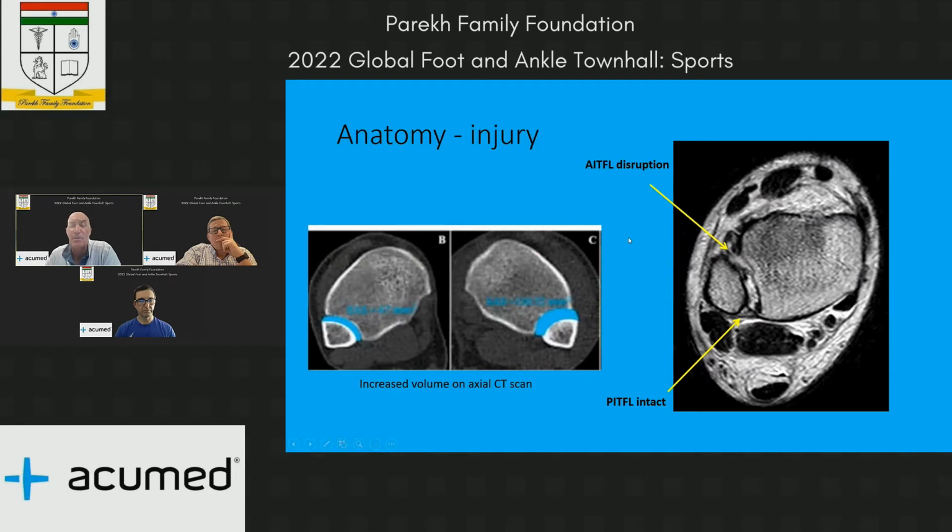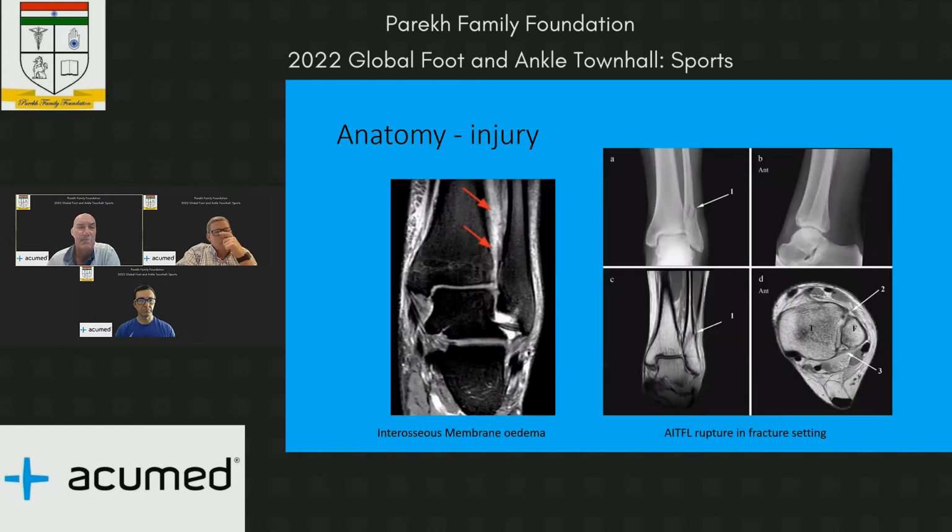These are some of the views of disruption seen on CT scan. This is a newer measurement where the volume of the gap is measured, a volumetric measurement, and I'll talk a little bit about that in the future. But here we can see the AITFL is disrupted, the PITFL is intact. The interosseous ligament is often more difficult to see, but it's usually inferred. You can see here edema in the interosseous ligament. That's a typical finding and may or may not represent complete disruption. But also look at the deltoid ligament. It also has some abnormality associated with it.